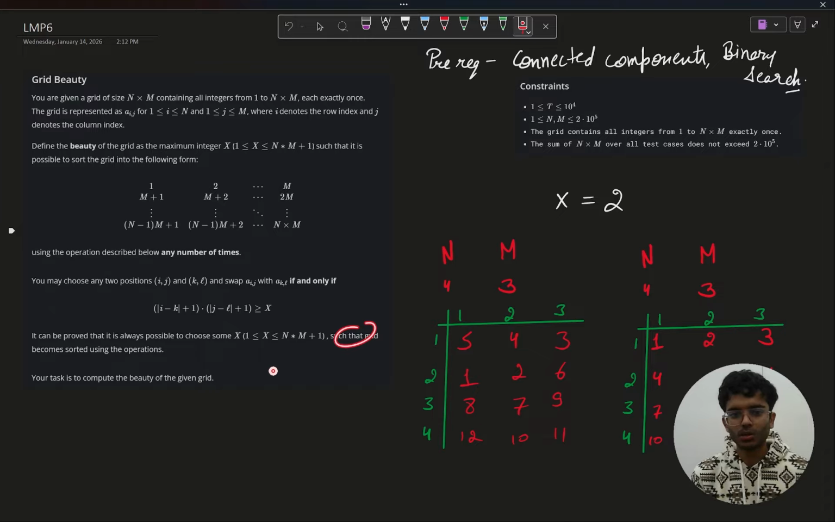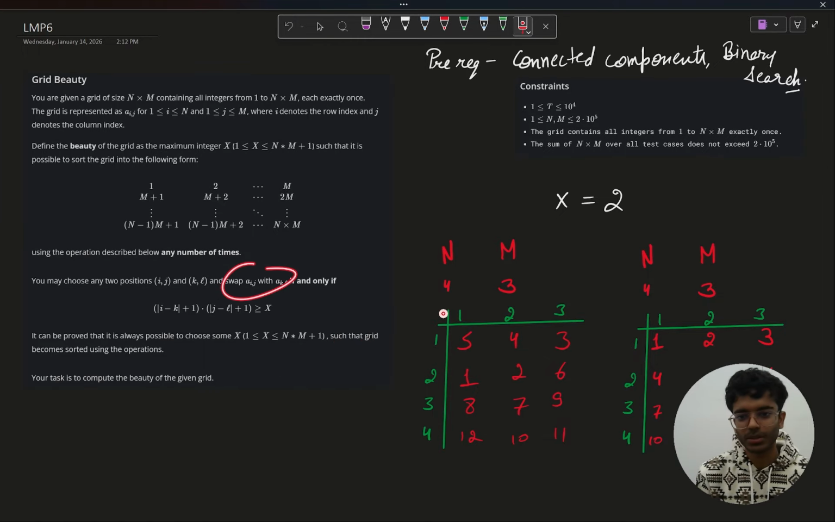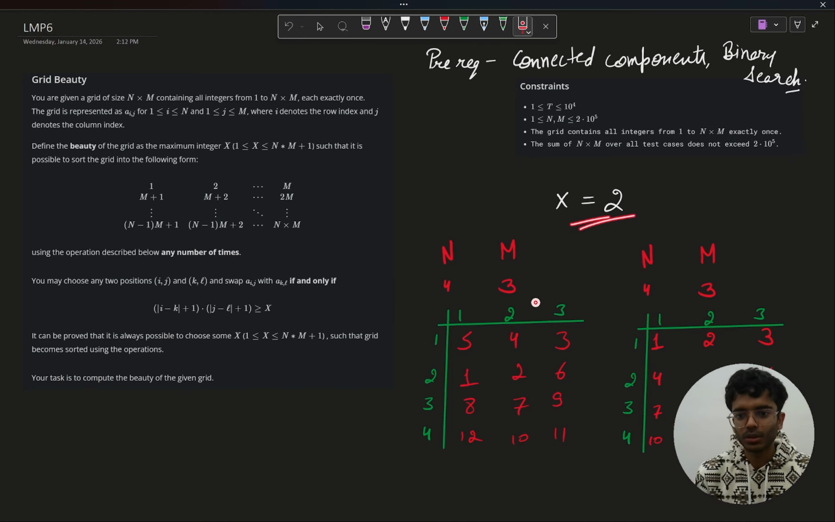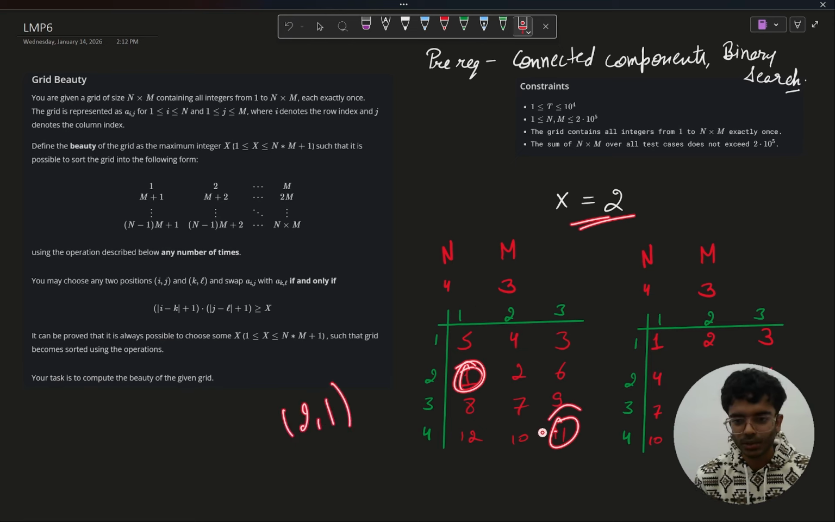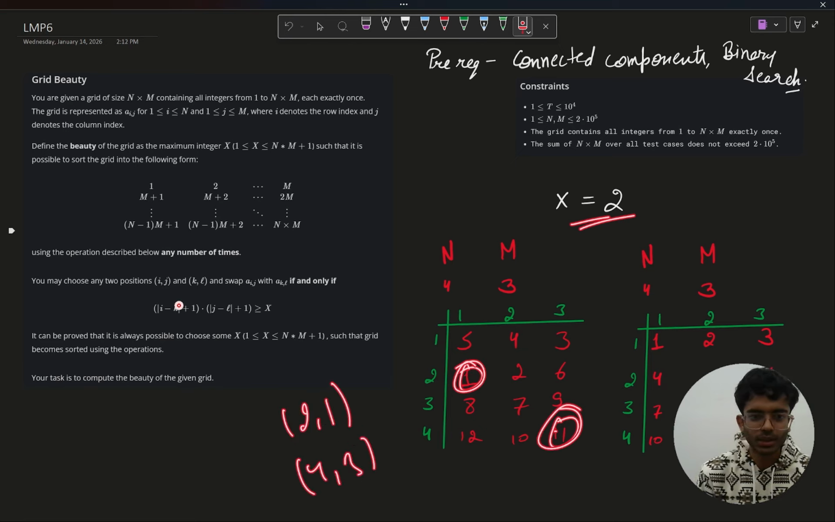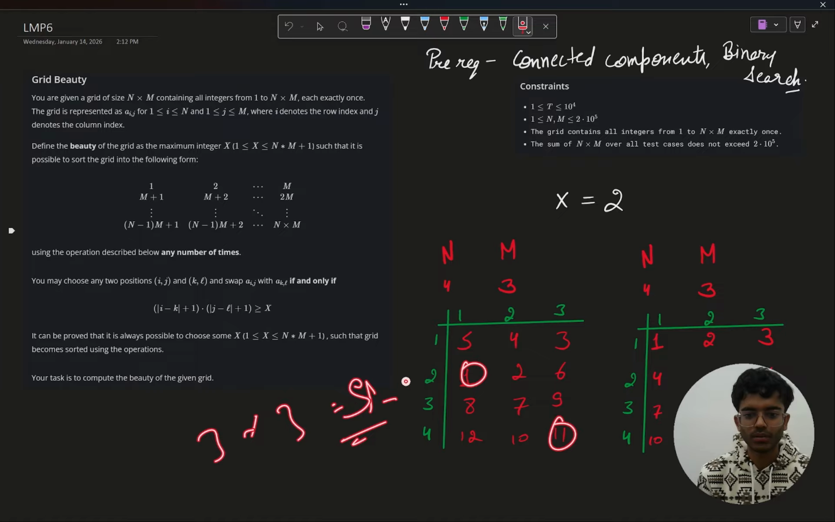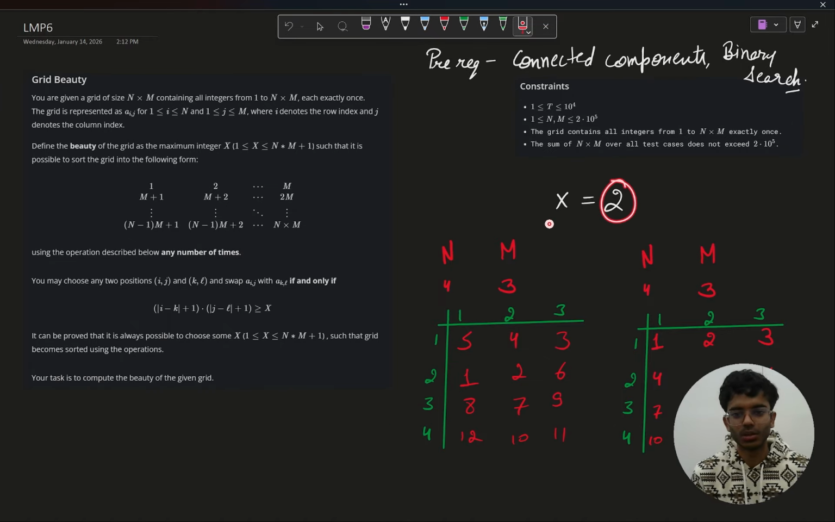Now, just to understand this swap operation better, let's say we are given these two grids. This is the sorted grid. So if n is 4 and m is 3, this is how our final grid should look. And let's say x is equal to 2 and we're trying to swap these two elements. The row number and the column number of this is 2 comma 1, and for this it is 4 comma 3. Now what is this value for it? It is 2 minus 4, that is 2, plus 1 is 3, into what was the other value? 1 minus 3 is 2, so 2 plus 1 is 3. So 3 into 3, which would be 9, which is easily greater than or equal to 2. So we can swap those two elements if x is equal to 2.